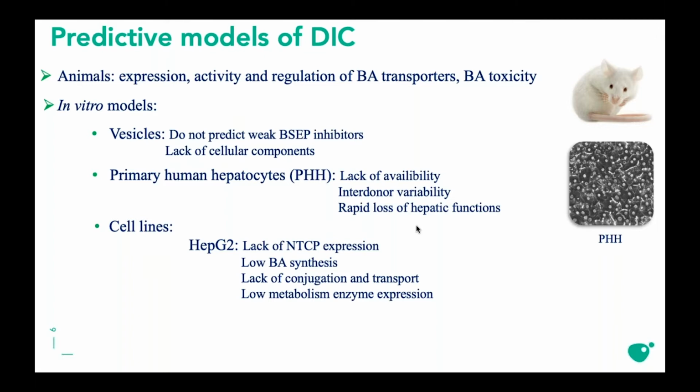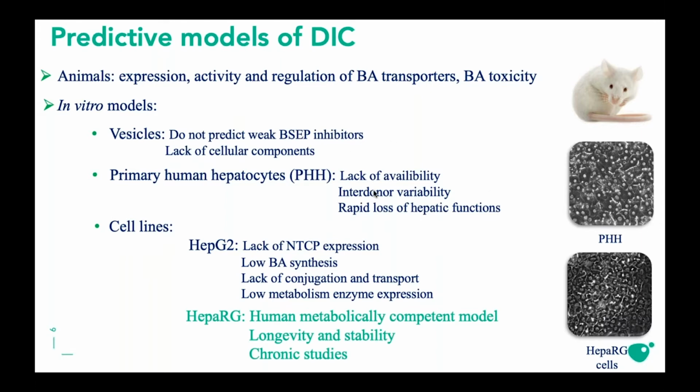HepaRG cells commonly used are of limited suitability for drug-induced cholestasis studies. Indeed, they do not express NTCP. They synthesize some bile acids, but at low levels, and this cell line is defective in oxidation of the side chain, conjugation, and transport of bile acids. They also lack or express at very low levels the major metabolism enzymes.